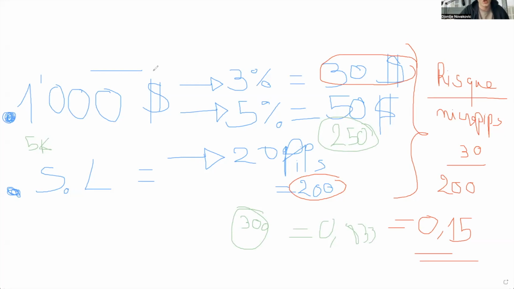So I will explain again. You take the whole amount that you have in your trading account. What's the percentage you want to risk? Then you multiply. It can be 1,000 at 2%, or 5,000 at 5%, it's 250.